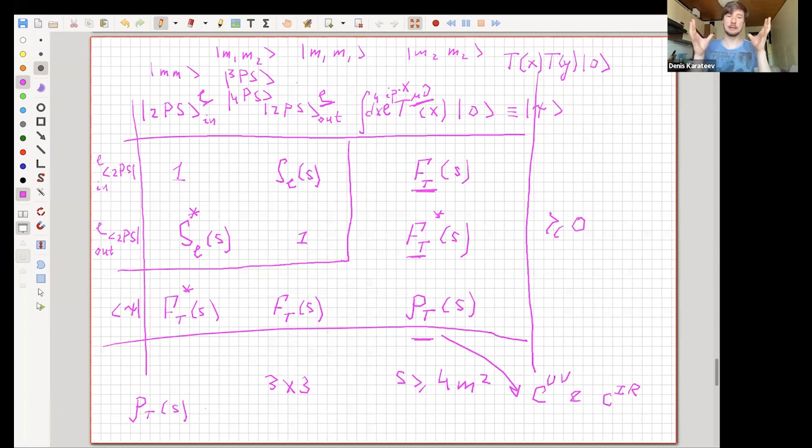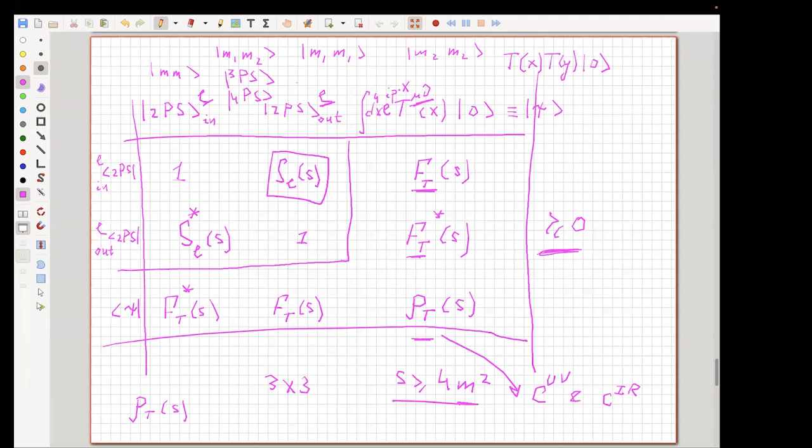So there are two subtleties in your question. Forget about rho t of s. Take the scattering amplitude S_L of s, okay? This can be defined for complex values of s, not even real. What I'm just saying is that the unitarity constraint of this matrix will constrain the real part of this function, starting from s equal to 4m squared.